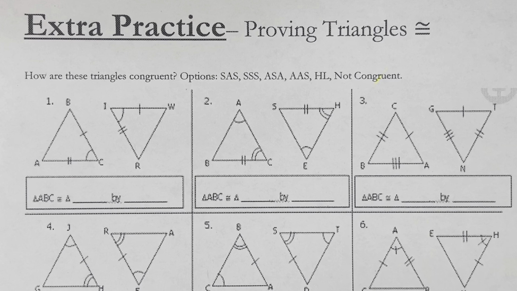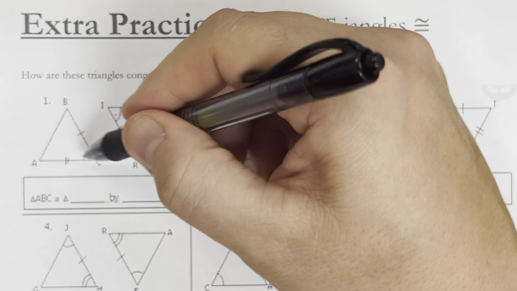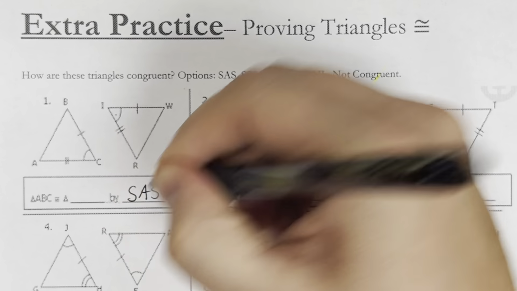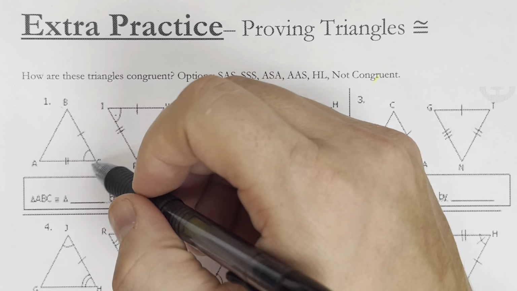So, first one, are they congruent? I see side, angle, side, and side, angle, side. So yes, they are, side, angle, side. Now we have to make sure they're named correctly. So they named the first one A, B, C.